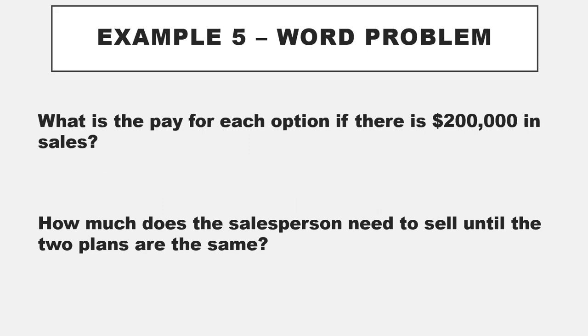And then it says, what is the pay for each option if the salesperson sells $200,000 worth of goods? And then how much would the salesperson need to sell in order for the two plans to be the same?